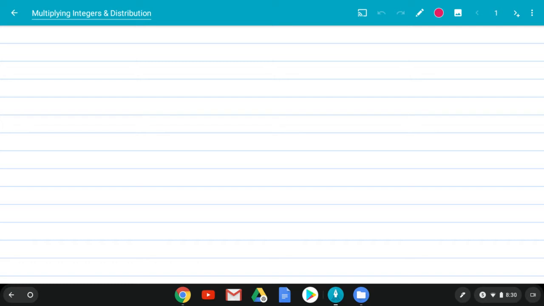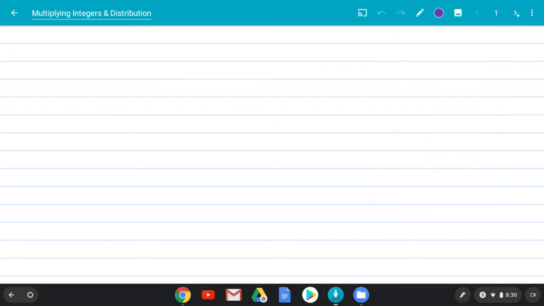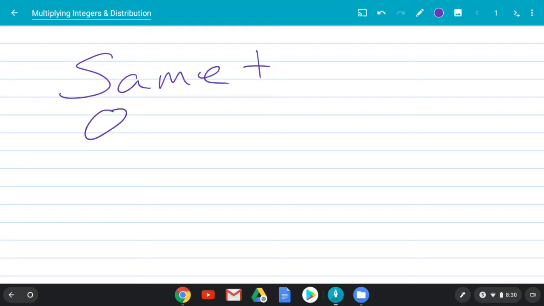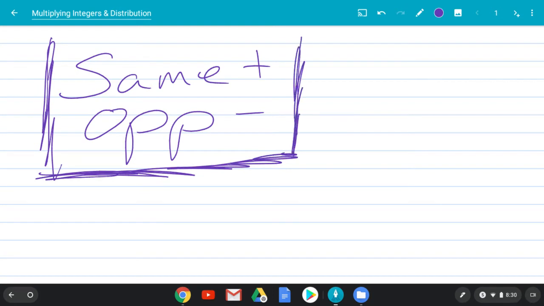Yesterday, when we talked about addition and subtraction of integers, I gave you this that you should write down. Same plus, opposite minus. And there's a reason why I have my students write this down. Back in the day, I made them write it down on top of their paper all the time whenever we were dealing with stuff like that. And it was for this reason.